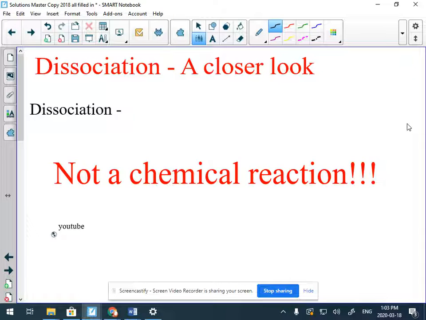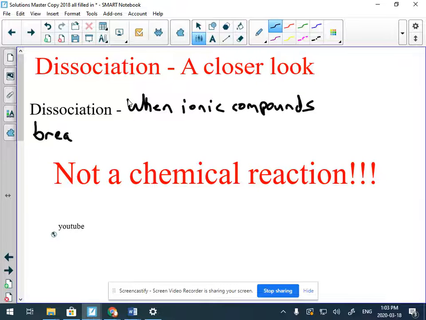Okay, everybody, a quick recap of dissociation. Dissociation is when ionic compounds break up into ions. And remember, this is done with all ionic compounds, but our most soluble ionic compounds break up the most.